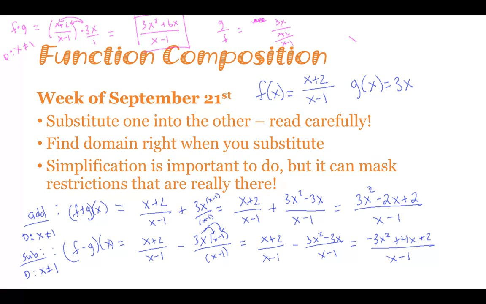And where is this equal to 0? I want the big denominator as well as the little denominator. So I've actually got 2 things here that I might not recognize if I tried to simplify first.